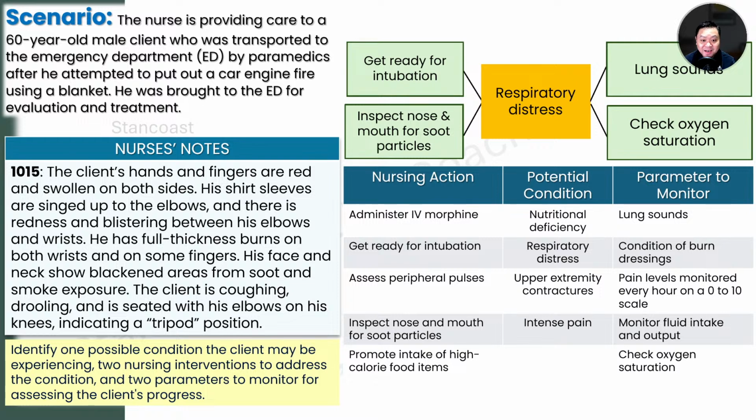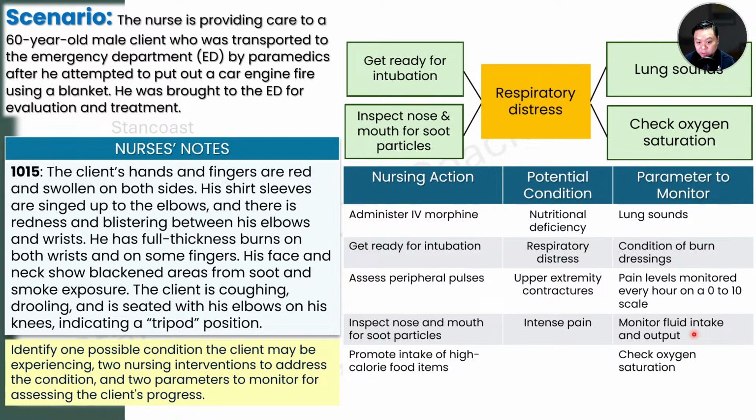Now, if you selected the other options, let's say the condition of burn dressings, this is important. But this is more of wound management that we can address after we have stabilized the patient's airway. And if you selected monitor fluid intake and output, this is also important. But again, you have to secure the airway first. ABCs first. Okay? If you are addressing the fluid intake and output, this is more of circulation. You have to follow the hierarchy: airway, breathing, circulation.